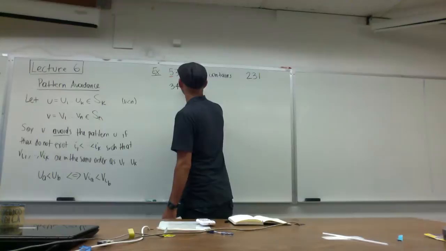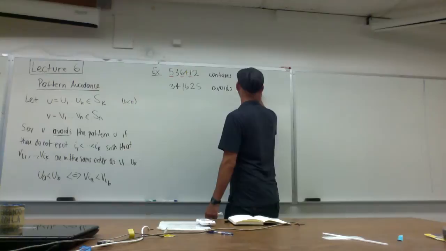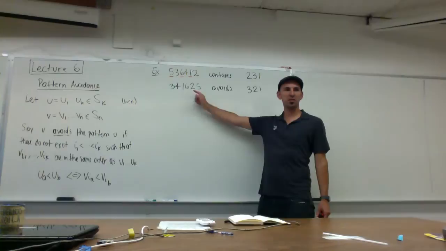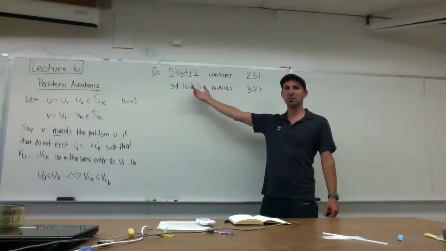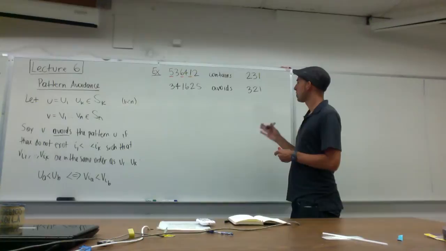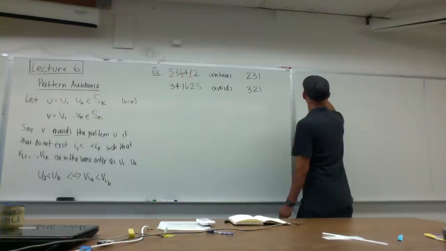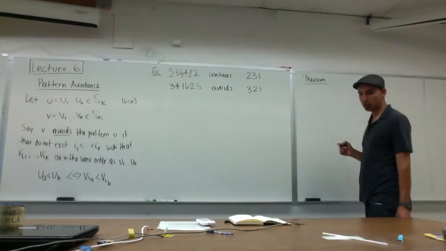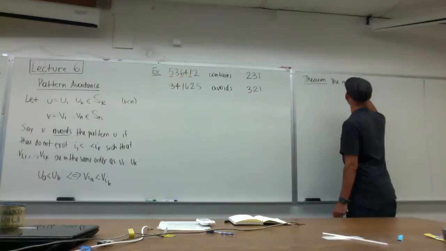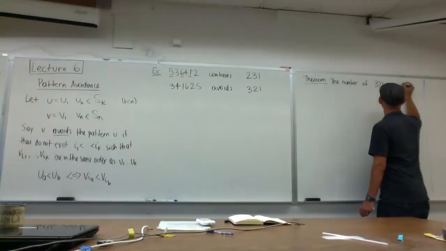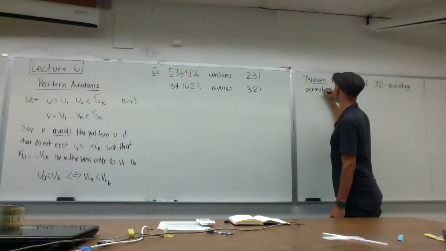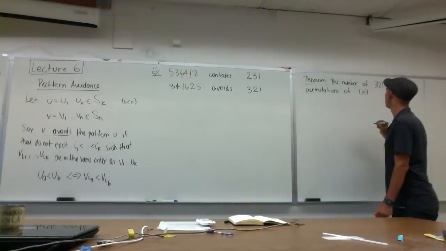But I claim that, for example, this avoids 3, 2, 1. Okay. Because you cannot find three numbers here that are listed in decreasing order from left to right. You can just stare at it and you'll see that you cannot find those three numbers. Okay? So that's what it means to avoid a pattern. And so here's a theorem that I want to show. Theorem, the number of permutations of n which avoid 3, 2, 1 is given by the following thing.